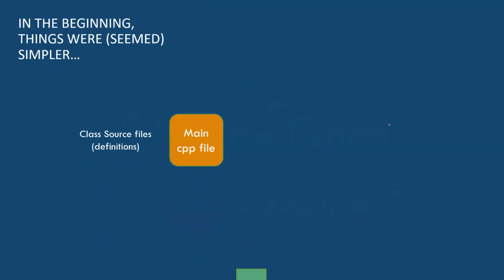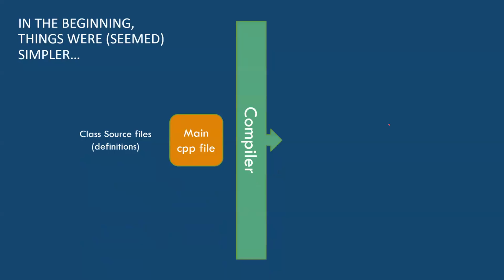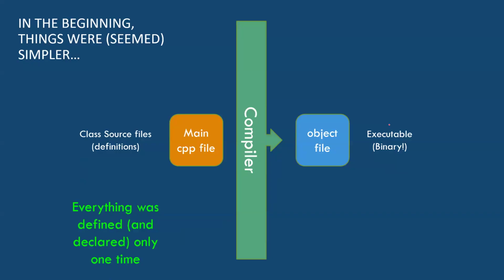So when we're just dealing with one CPP file, it's easy, right? It's super easy. We put all of our classes in main and we compile them and we get a binary file with zeros and ones and life is good. It just works. It's simple. We don't have this mess. And that works in class, but if we go out into the real world, it's just not going to work that way.